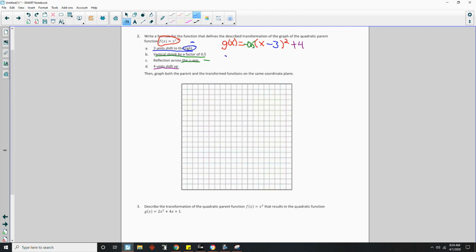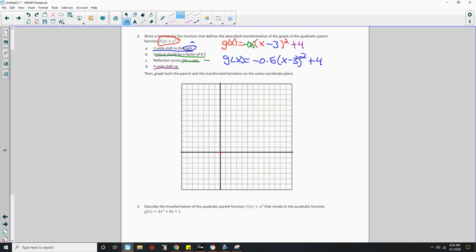So let me just rewrite this now. So it's g of x equals negative 0.5 quantity x minus 3 squared, and then plus my 4. Okay, so now it says, then graph both the parent and the transform function on the same coordinate plane. So let me graph the parent in red. Okay, so the parent in red is f of x equals x squared.